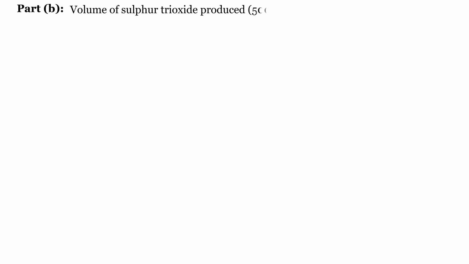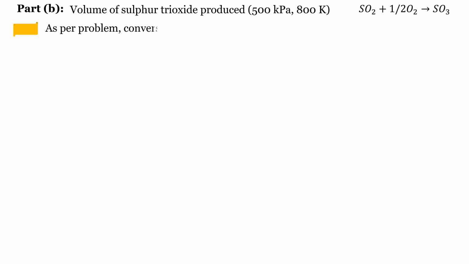So in part B we need to find the volume of sulfur trioxide produced at a particular pressure and temperature. First we will write the balanced chemical reaction, that is SO2 plus half O2 gives SO3. Now as per the problem, it is given that the conversion is 60%. Already in the previous slide we have estimated the moles of SO2.